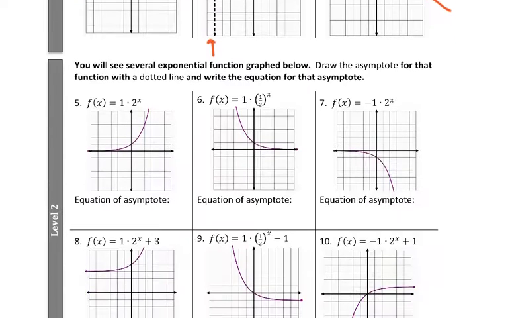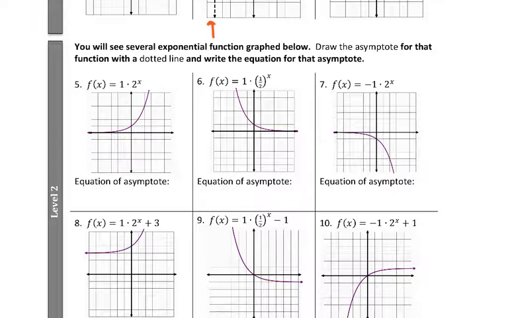So let's go down here to level 2. Oh my gosh, you guys are going to love this homework. It's going to be pretty easy. The instructions here are: you will see several exponential functions graphed below. We need to draw the asymptote for that function with a dotted line, then write the equation for that asymptote. This is super easy. You just look at the graph and see where it looks like the curvy line is getting really close to a straight line and never crossing it. We just want to see where that is. We're going to do a couple of examples here. First one, we'll do this one.